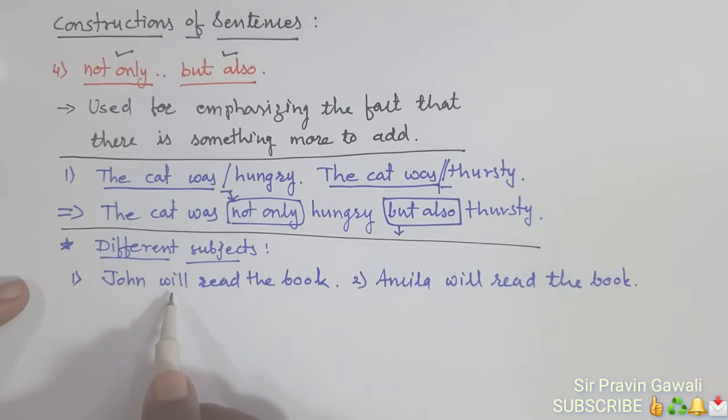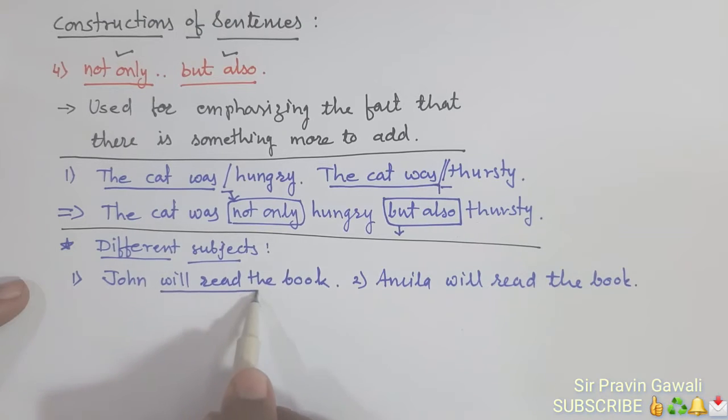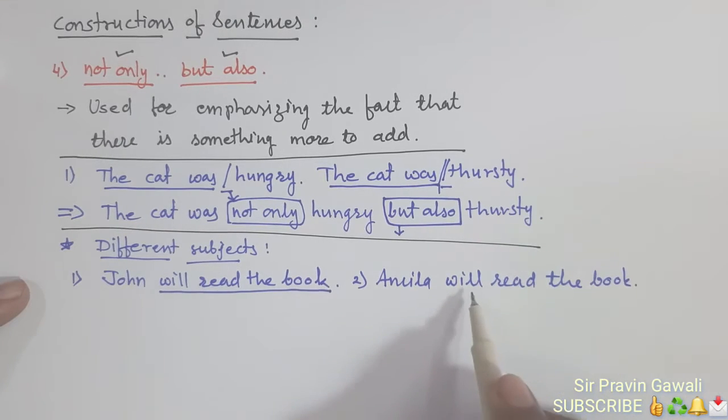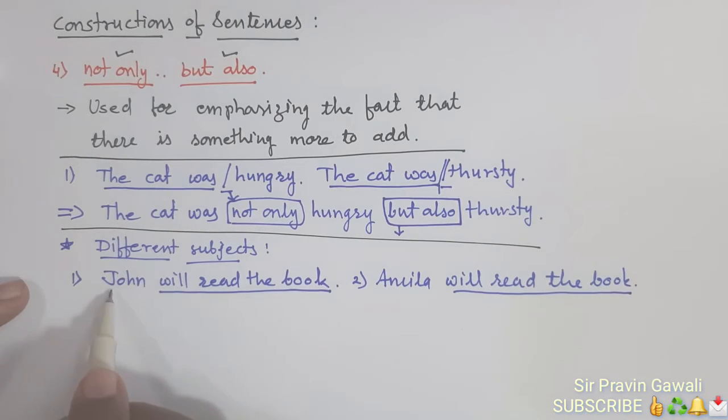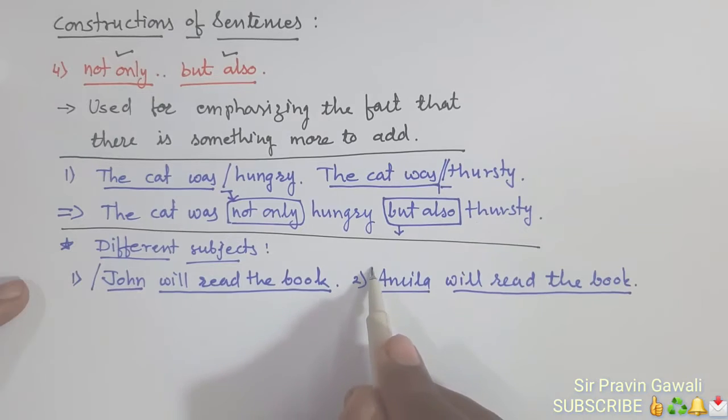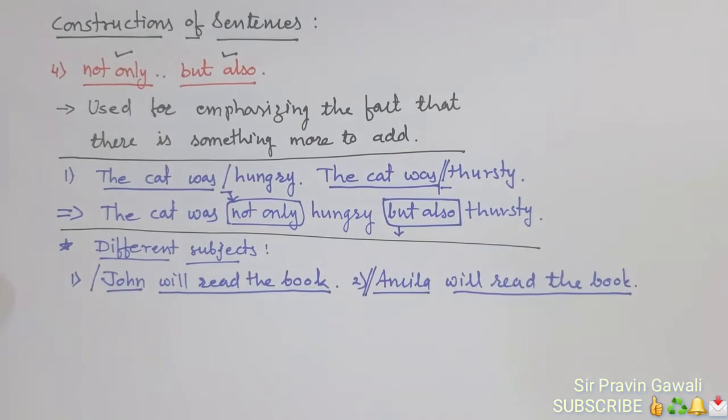The similar part, let's underline first. Will read the book is the similar part in the sentence. John is the different part here, so we will put a single slant line. Ancilla is also a different part here, so we will put a double slant line here.